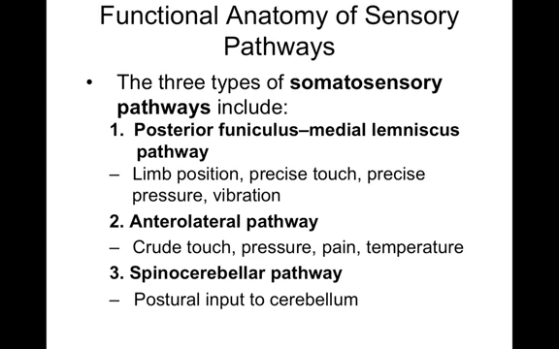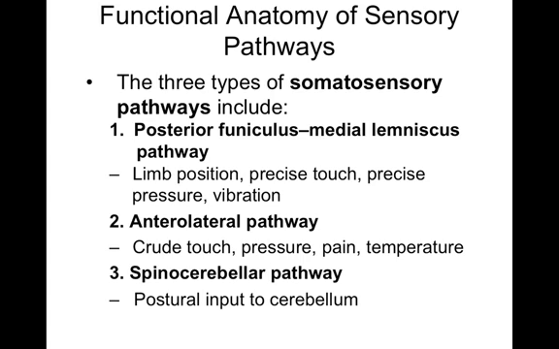So basically these bundles of axons are going to carry specific types of information. These somatosensory pathways include things like the posterior funiculus, the anterior lateral pathway, and the spinocerebellar pathway. Remember the posterior funiculus we talked about earlier. That was just between the two dorsal horns, right? It's in the posterior part of the spinal cord.